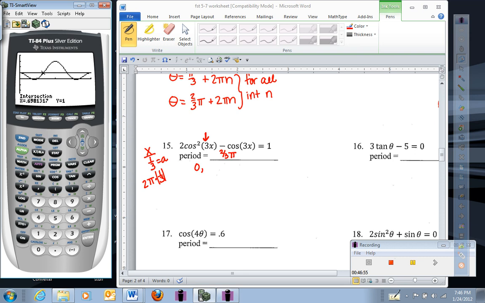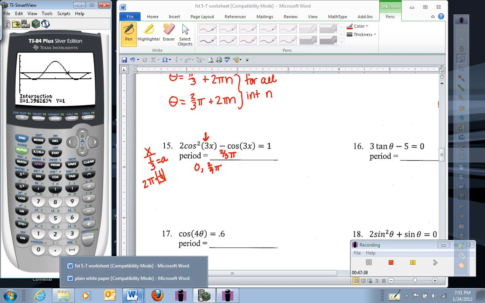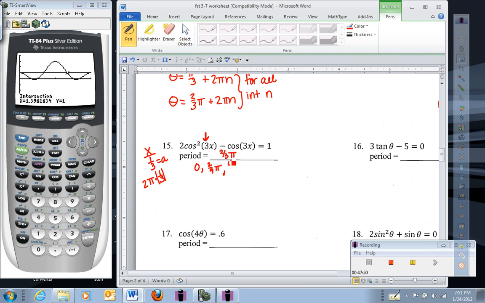The next one is at 0.698. 0.698 just so happens to be 2/9 pi, doesn't it? Okay, this third one here is 1.396. 1.396, that's at 4/9 pi, isn't it?